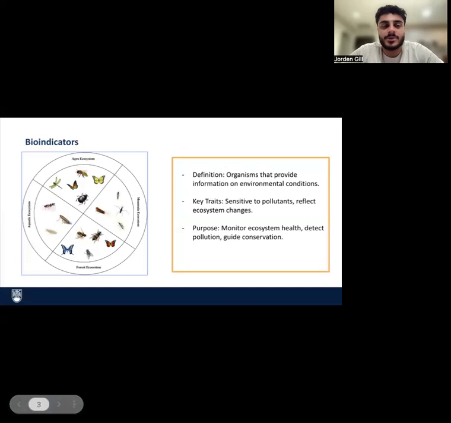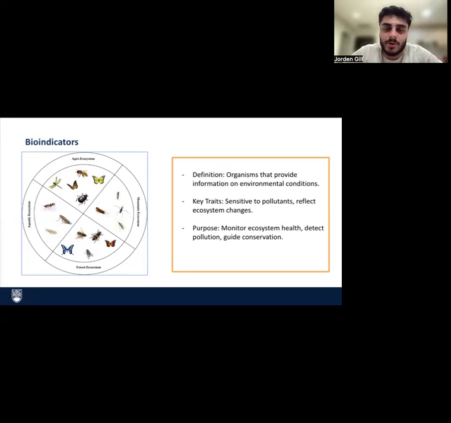So bioindicators are organisms that help scientists understand the health and quality of an environment by reflecting the presence of pollutants or changes in said ecosystem or environment. What makes them particularly useful is their sensitivity to specific stressors like heavy metals or chemical pollutants. These stressors often affect their physiological and behavioral responses, which researchers can study to draw conclusions on the health of an ecosystem.